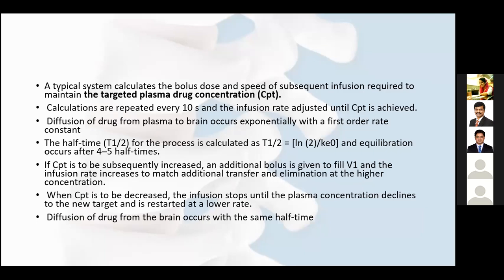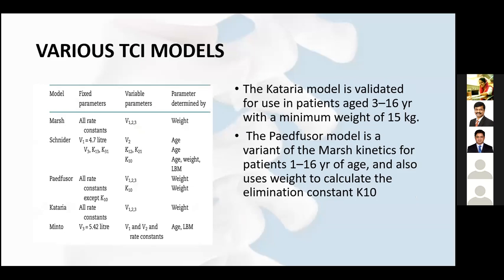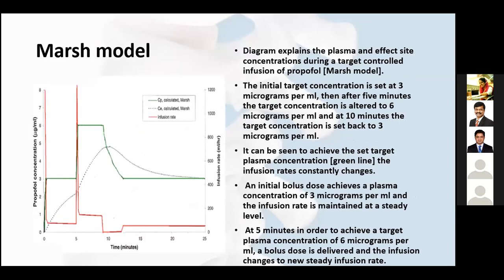If the targeted plasma drug concentration is to be subsequently increased, an additional bolus is given to fill the central compartment, which is V1, and the infusion rate increases to match the additional transfer and elimination at the higher concentration. When the target is to be decreased, the infusion stops until the plasma concentration declines to the new target, and it is restarted at a lower rate. The diffusion of drug from the brain occurs with the same half time. So there are various models for TCI pumps. The Kataria and the Paedfusor models are used for the pediatric age group, while the Marsh model is used for adults.